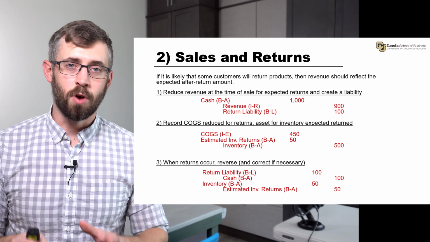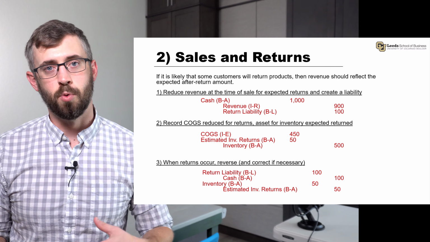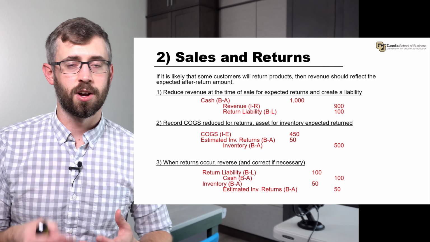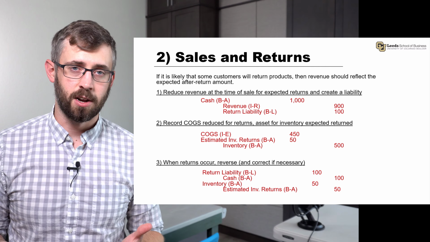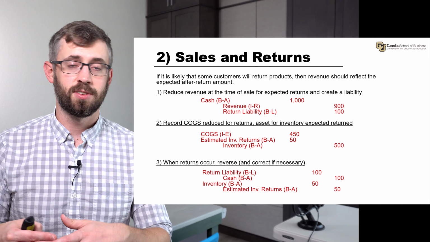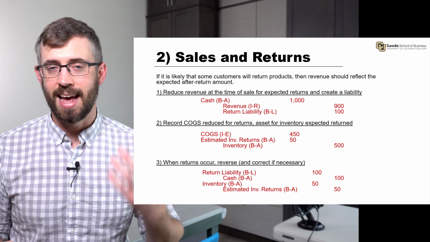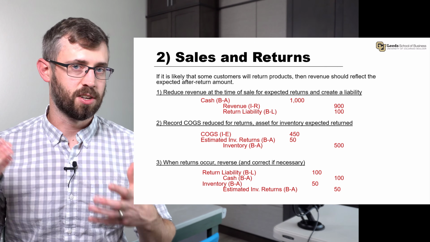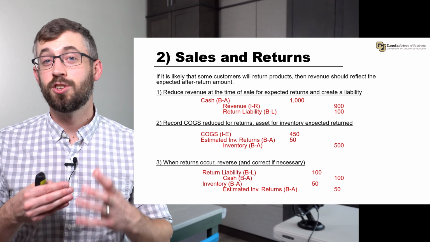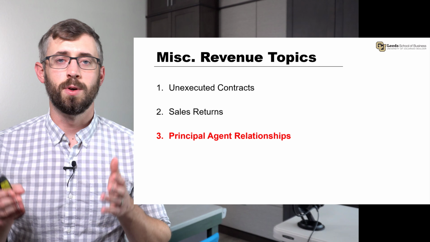Now, if our estimate is wrong, we are going to have to correct that, right? If we underestimated our returns, we're going to receive more inventory back and we're going to have to pay more cash out. So at that point, we're going to have to correct our revenue and our cost of goods sold numbers. Or if we overestimated our returns, we're going to have to pay out less cash and receive less inventory back and get rid of the excess return liability or the excess estimated inventory return asset, and correct our revenue and cost of goods sold as well. And so when we make these sorts of estimates up front, we do our best. And then if they turn out to be wrong, we just correct it once we know better. So that's the basics of how we deal with sales returns.